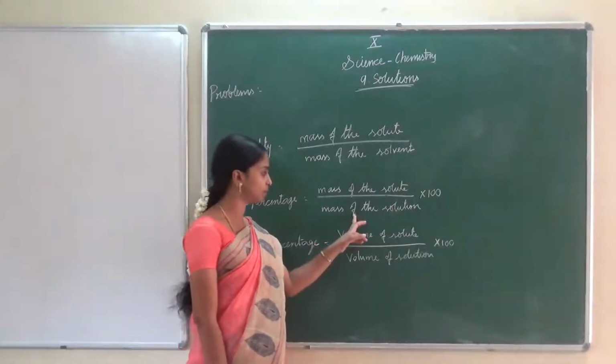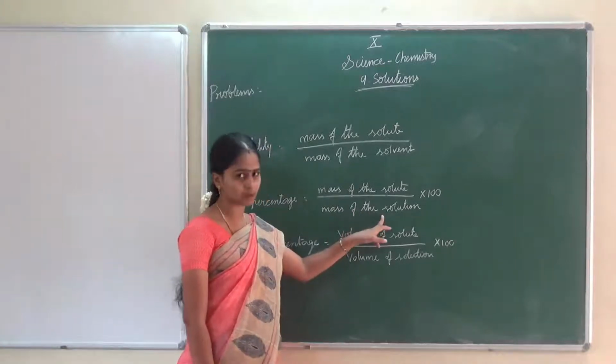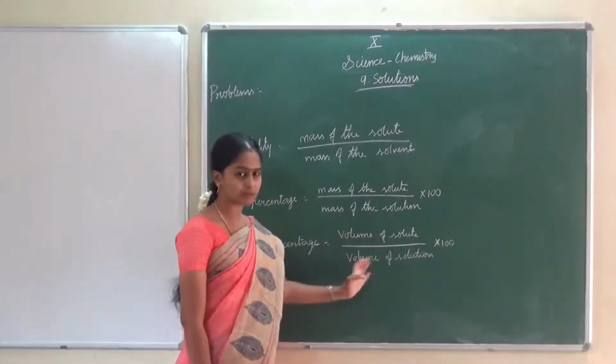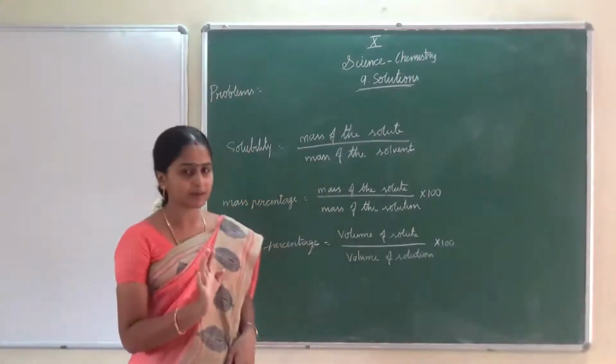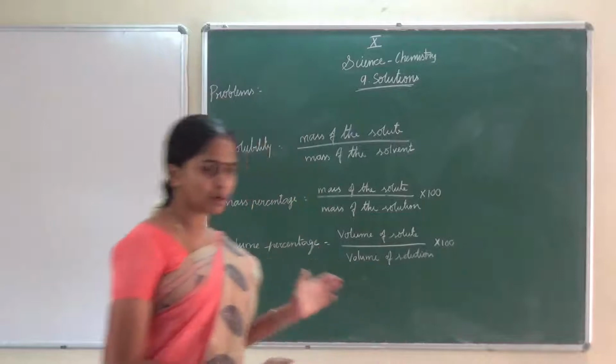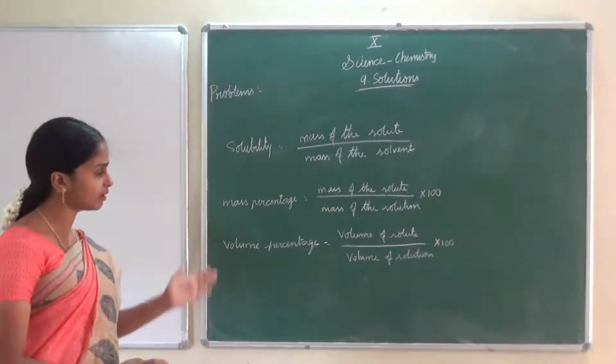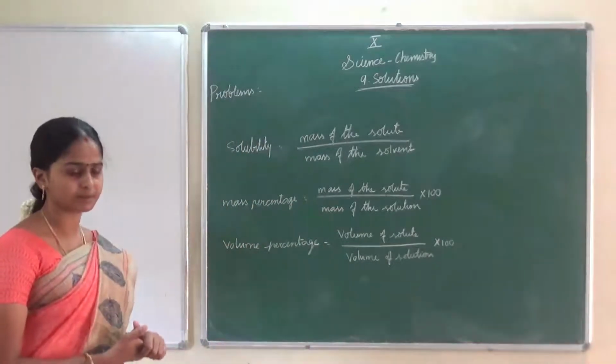You have to write both values, the solute plus solvent value, for mass percent and volume percent. But in the case of solubility, you have to write only the mass of the solvent. So just copy down this formula. Now we are going to work with the problems.